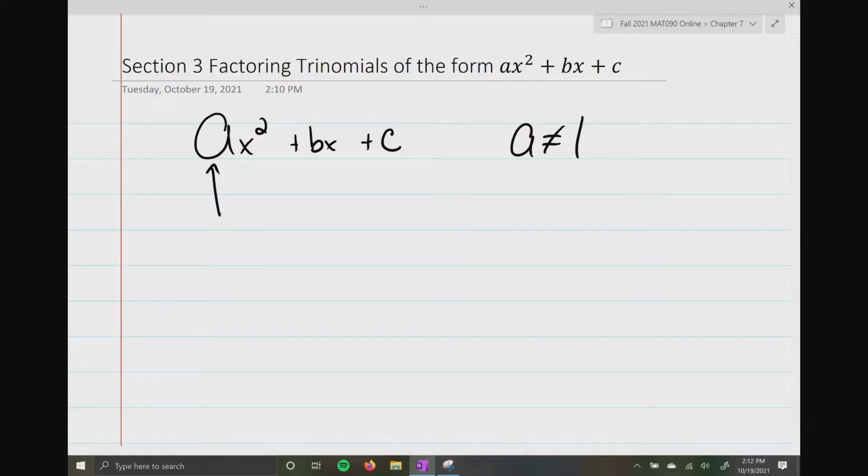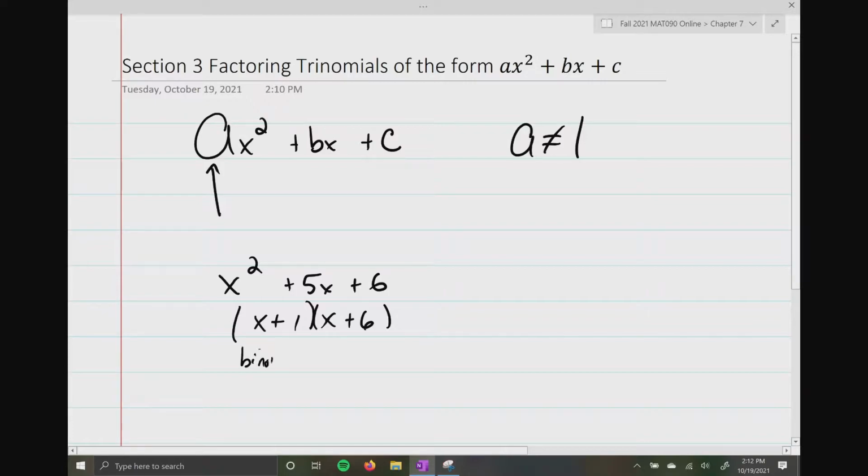Now, in the previous section, we looked at a problem like this, and what we found is that when you factor this, you're going to get the quantity x plus 1 times the quantity x plus 6, which is a binomial times another binomial, okay? We already learned that. And the nice part about this is even in this section, the answers are still going to be a binomial times a binomial. But here's the problem.